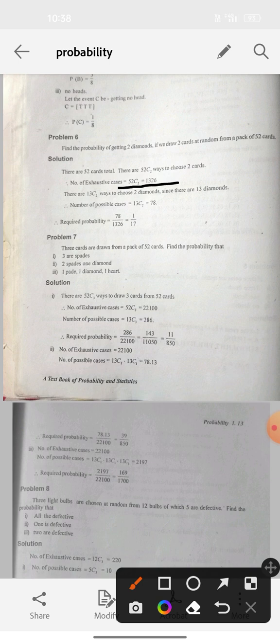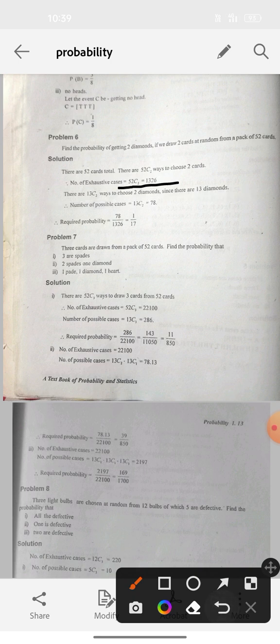Now coming to the particular thing they have given in the question: there are 13C2 ways to choose 2 diamonds. So we have to choose 2 diamonds from 13 diamonds, the 13 diamond suit, which we discussed at the starting of the class. So there are 13C2 ways to choose 2 diamonds since there are 13 diamonds.